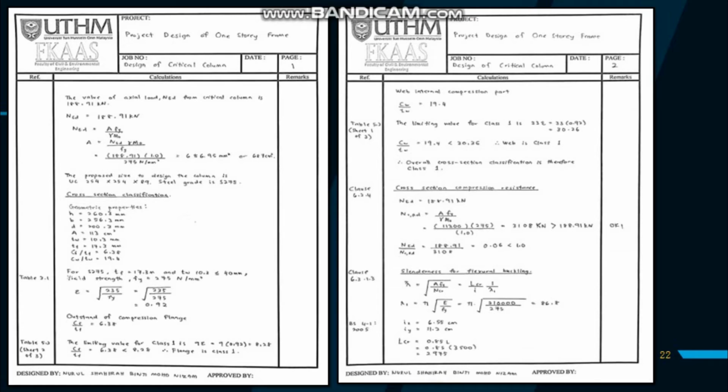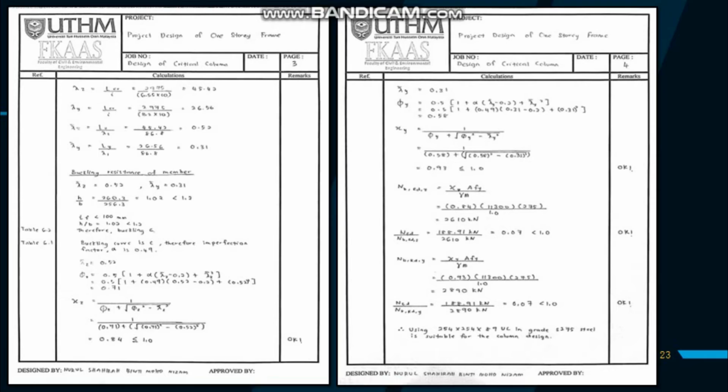After that, we have calculated the cross-section compression resistance, which we get 3,108 kilonewton, and it is more than the axial force. So this calculation has passed. Next is slenderness for flexural buckling. We get this value by using the formula for slenderness. The slenderness that we get from lambda z is 0.52 and from lambda y is 0.31.